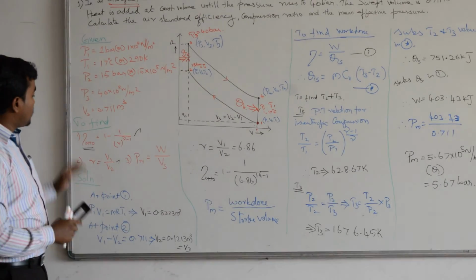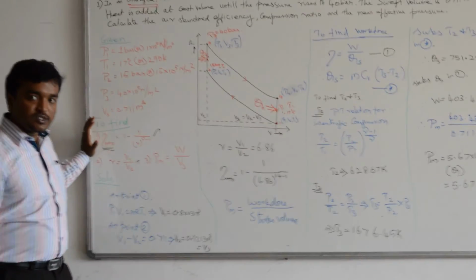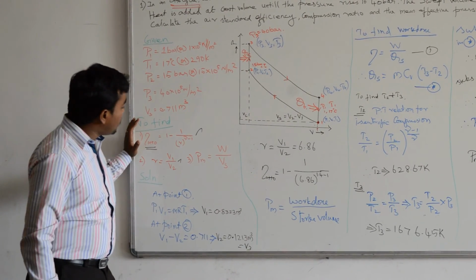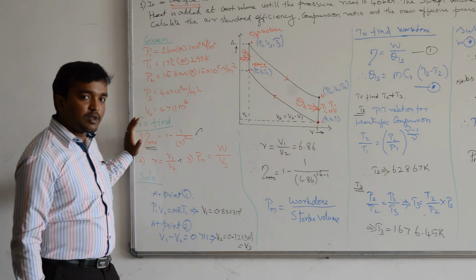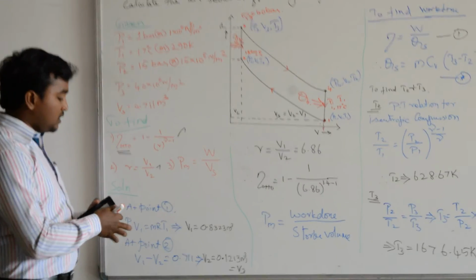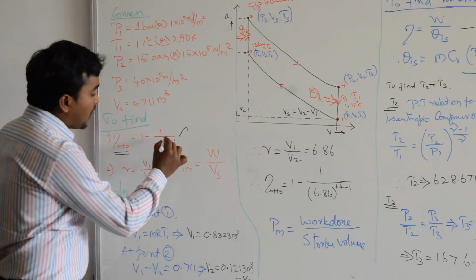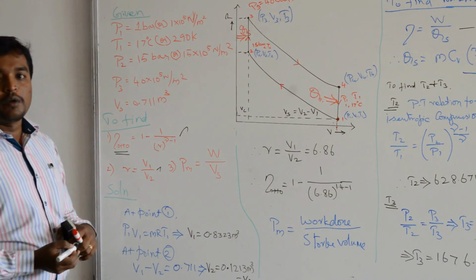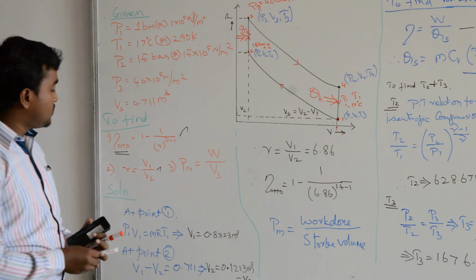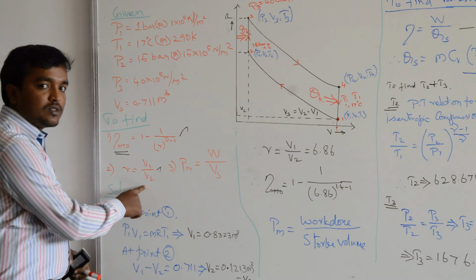First, you have to find the efficiency of the Otto cycle. What values are available in the efficiency formula? 1 minus 1 divided by R power gamma minus 1. So in this problem, we know the value of gamma. Gamma is equal to 1.4 for normal air. But we don't know the value of R. R is equal to V1 by V2.